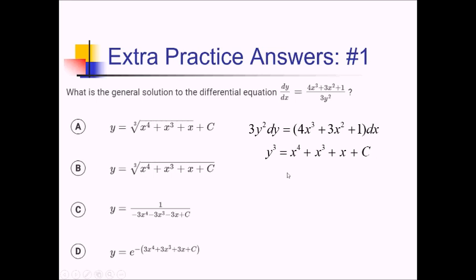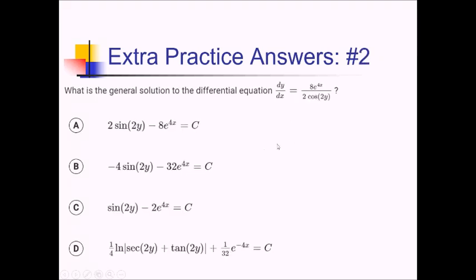Now, since this is just the general solution we're looking for, we don't have to plug in an initial condition or anything. We just have to isolate y, which we can do by taking the cube root of both sides. And now we just have the cube root of, well, everything that was over there before. So let's just pick the right answer out of the multiple choice here. It looks like it's going to be choice B, where the plus c is included under the radical.